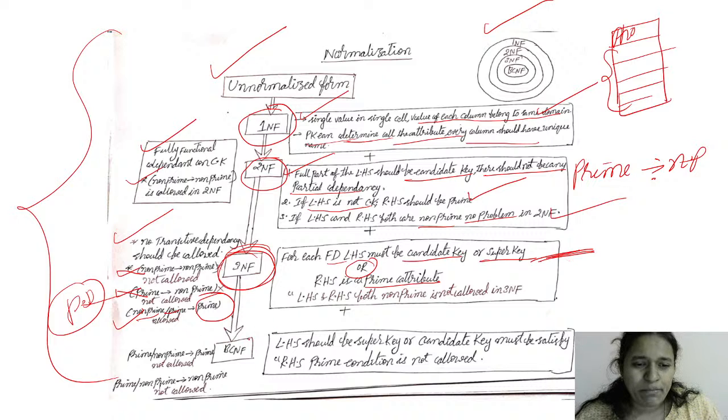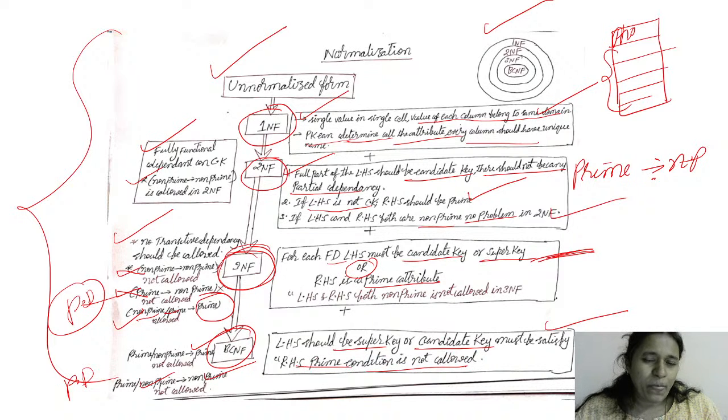Okay, next one is BCNF. In BCNF, a right hand side that is prime is not allowed. Non-prime to non-prime is also not allowed. Partial dependency is also not allowed in BCNF. The condition that LHS should be a super key or candidate key must be satisfied. The RHS prime condition is not allowed in BCNF, because it is much more strict than the other normal forms.